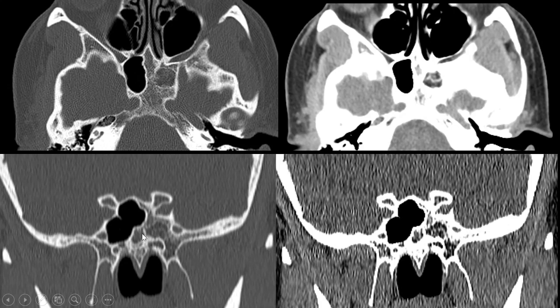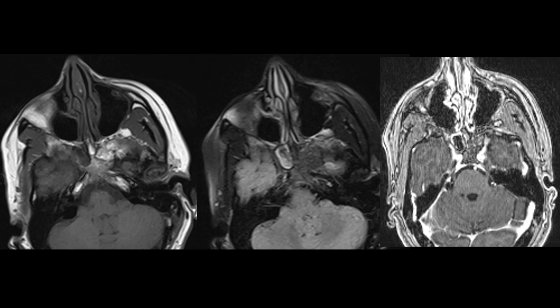Again, when we look in the coronal plane, we can see this area of fat attenuation in the left aspect of the body of the sphenoid, with relatively sclerotic margins. When we look at this area on MRI, we can see that it is T1 hyperintense and isointense to other areas of fatty marrow, that it loses signal on a T2 fat-saturated sequence and does not enhance.